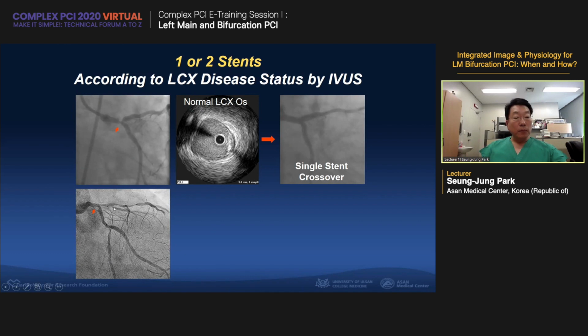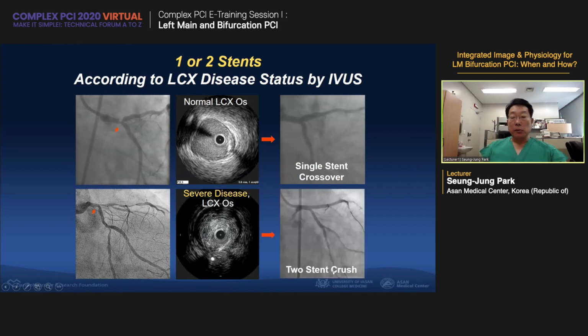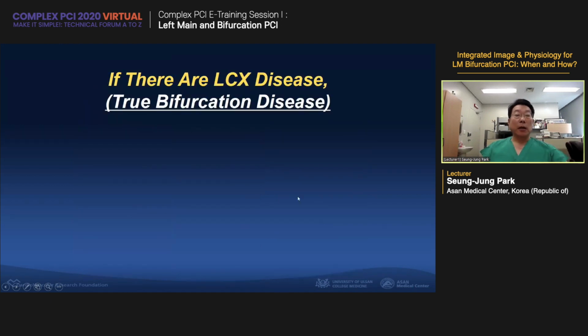The second one was truly bifurcation angiographic disease. However, IVUS findings show severe disease in the circumflex ostium, pretty much plaque on the circumflex ostium. And so we did 2 stent crush technique for that. Angiographically it is almost the same, stent crossover versus 2 stent technique.